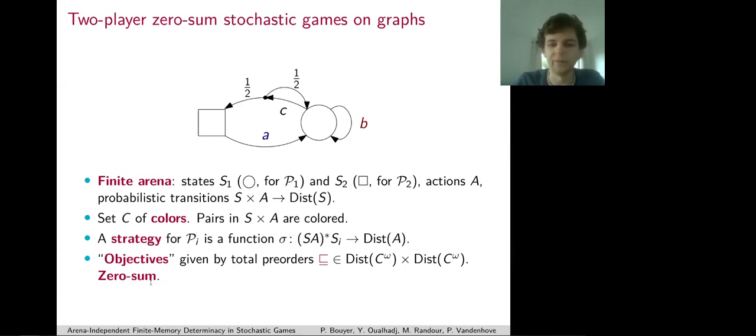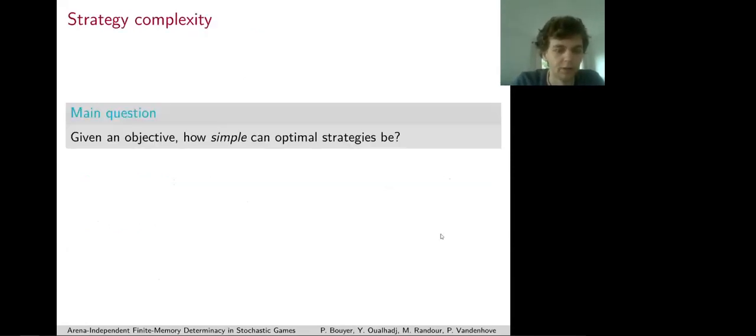And here we'll consider that all games are zero-sum. That is, the objective of player 2 is the exact opposite of the objective of player 1. So if player 1 wants to get the best possible outcome for that preorder, player 2 wants to get the worst possible outcome for that preorder. So the main question is, given an objective, how simple can optimal strategies be?